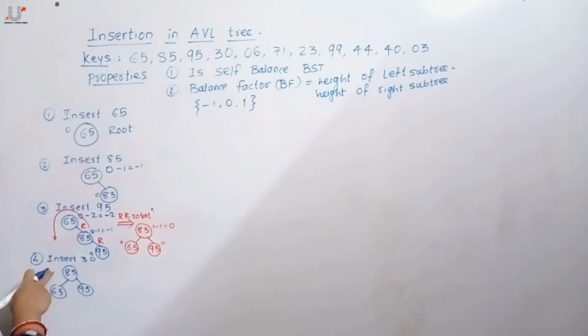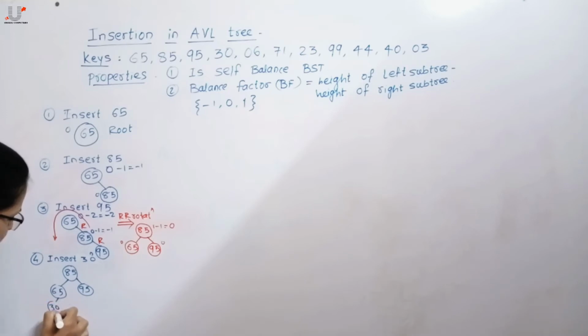Compare that 30 with the root element. As it is smaller than the root element, move to the left subtree. Compare 30 with 65. 30 is less than 65, so 30 gets added to the left of 65.